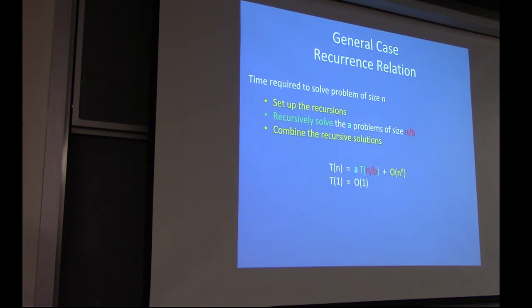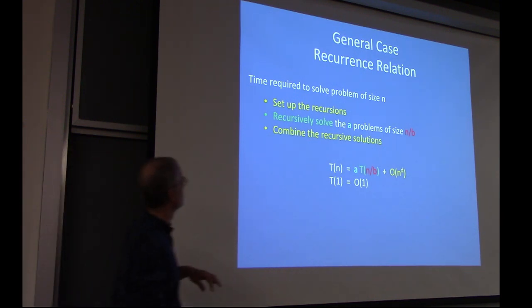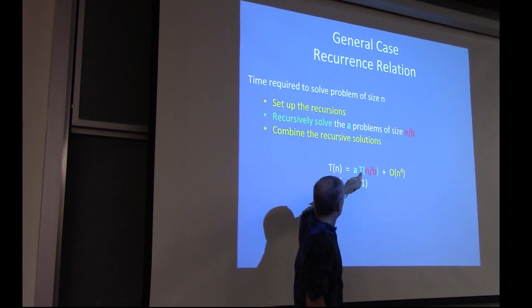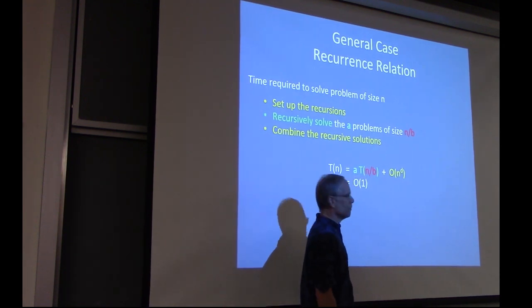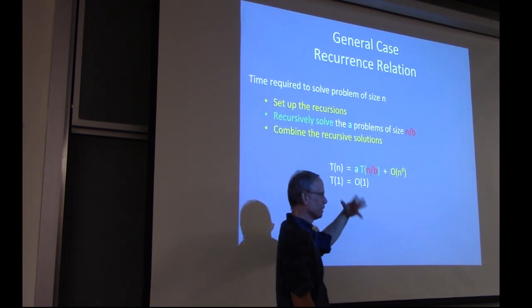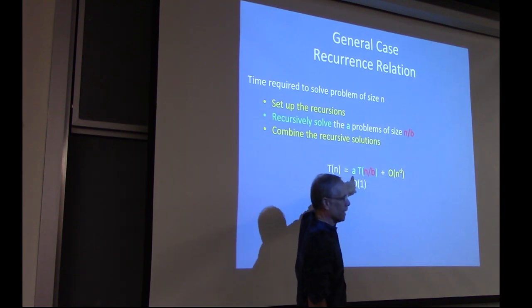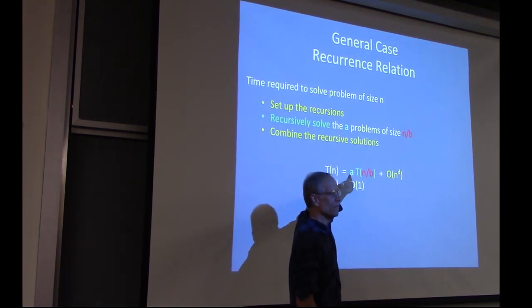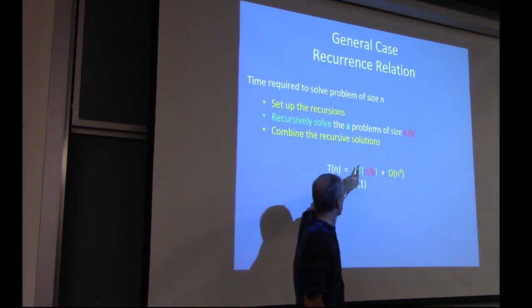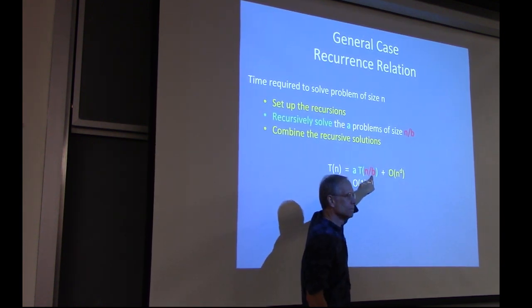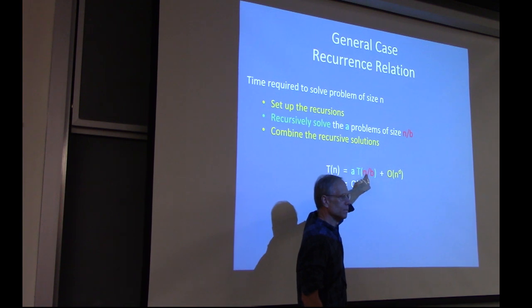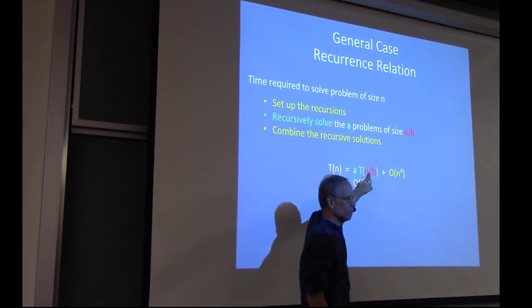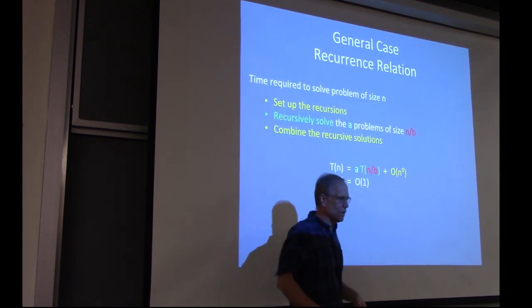So this is the general form of a recurrence relation: T(n) = a T(n/b) + O(n^d). And again, where does the a come from? That's the number of recursive calls a method makes. Where does the b come from? That's the factor by which the problem size decreases each time.